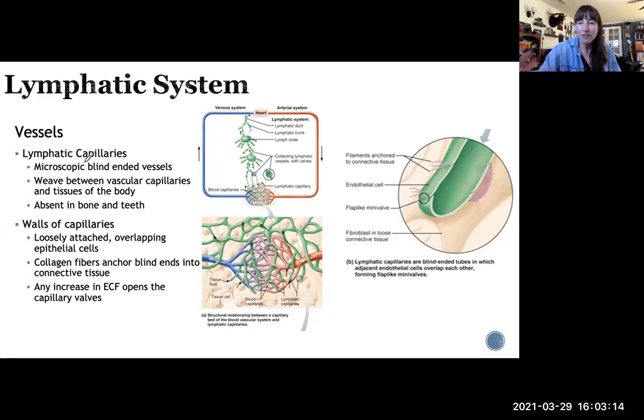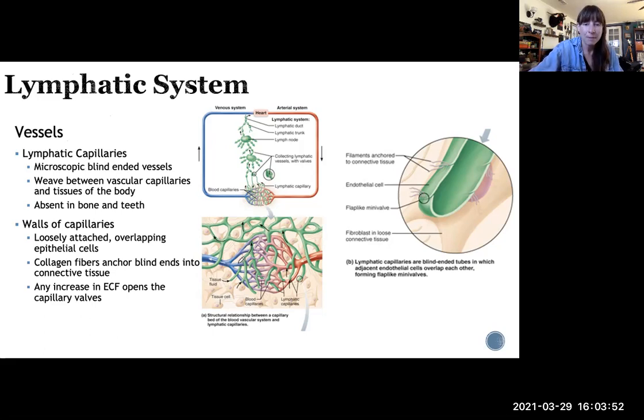So like the vessels of your cardiovascular system, which we're going to talk about after spring break, your lymphatic system also has capillaries, okay? The big difference, of course, is that the lymphatic system does not have a pump. There's no heart for the lymphatic system, right? But you do have capillaries, which are the tiniest vessels of the lymphatic system, as blood capillaries are the smallest, tiniest vessels of the cardiovascular system. So your lymphatic capillaries are microscopic, they're so tiny.